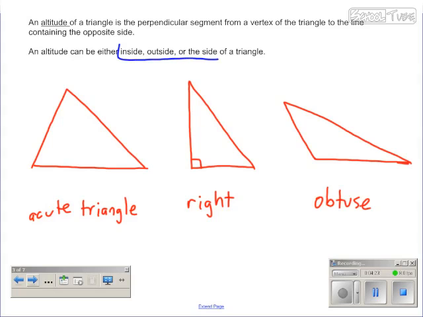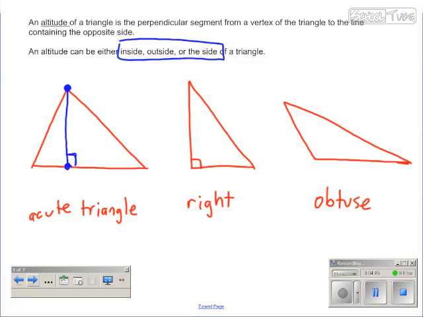So there's sort of three different cases, and those three cases relate to whether your triangle is acute, right, or obtuse. If you have an acute triangle and we drop a perpendicular down to the opposite side, you can see that the altitude will in fact be inside the triangle.